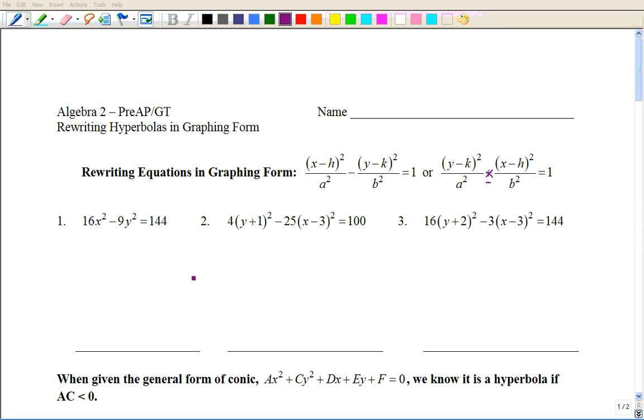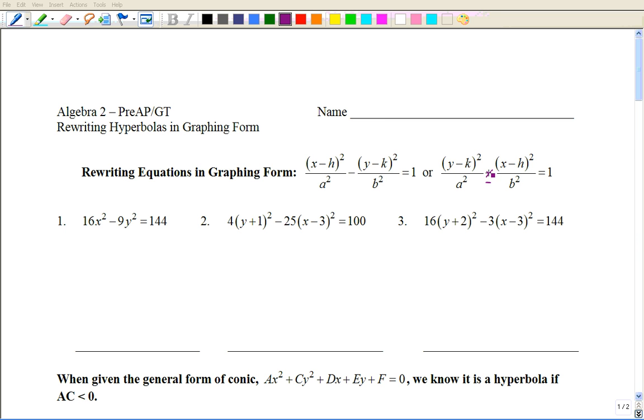Let's practice rewriting hyperbolas in graphing form. Just as a reminder, on the top here we've got the horizontal and vertical graphing form of hyperbolas. A squared is always in the front. It's always equal to 1, but we can tell if it's horizontal or vertical based on the order. If the x comes first, it's horizontal. If the y comes first, it's vertical.